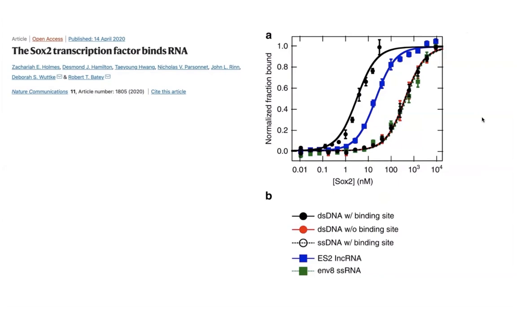And here, if we look at this figure, they're testing double-stranded DNA with a binding site, double-stranded DNA without a binding site, single-stranded DNA with a binding site, this long non-coding RNA, and this other single-stranded RNA. So basically, they have some RNAs, they have some DNAs, and then they measure the binding. They plot the binding. You can see that we are in a log scale here, which is why we get these sigmoidal curves. And now I want you to interpret this graph.